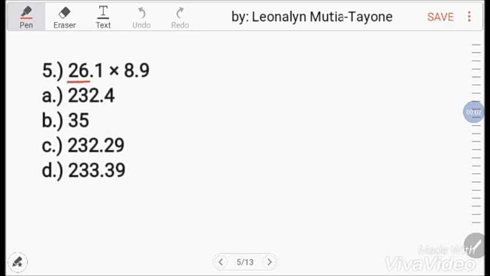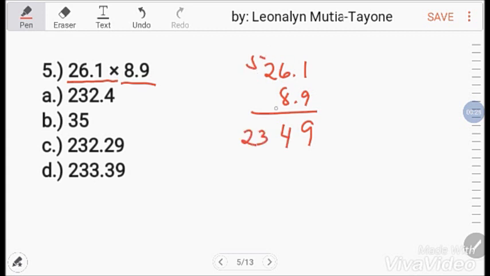Number 5, so 26.1 times 8.9. Kalimutan mo muna natin ang decimal. I-ignore natin si decimal. Nilagay ko lang dyan. Pero hayaan mo na, ignore mo lang siya. Mag-multiply ka as usual. So that is 9. This is 54. 518, and this is 23. 8, 48. So 416. And that is 20.